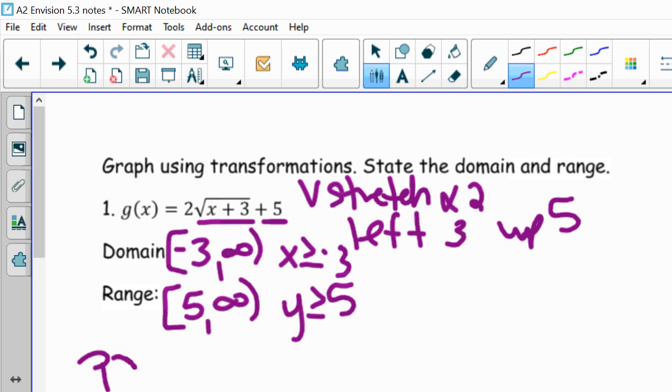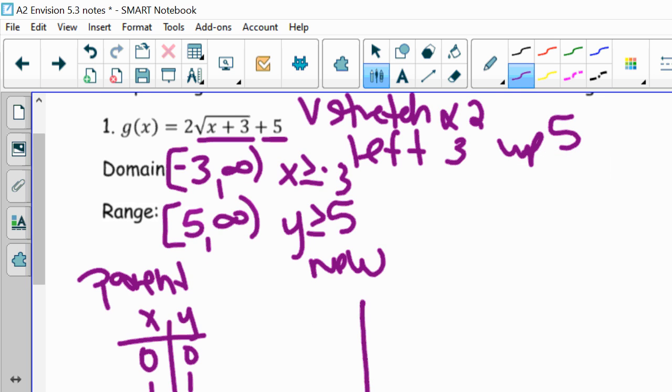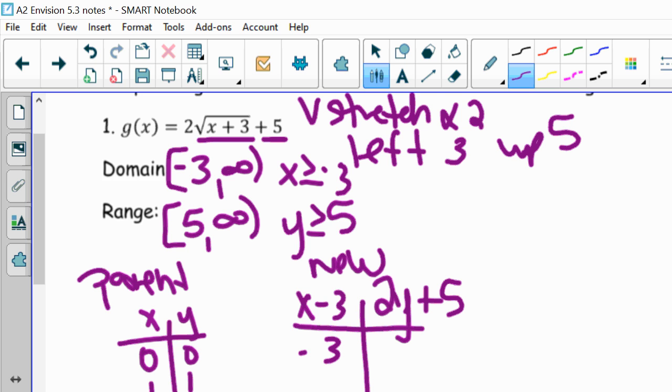So remember, in our parent xy table, you're always going to list your parent. So we're looking at 0, 1, 4, 9 and 0, 1, 2, 3. So then my new xy table, it said x plus 3, that always comes out opposite, so x minus 3. I had this 2, so I'm going to do 2y plus 5. So all of my x values, I'm going to subtract 3. So I'm going to get negative 3, negative 2, 1, and 6.